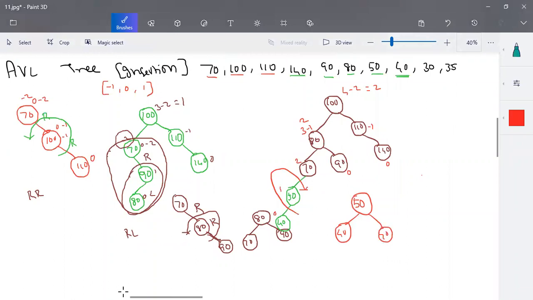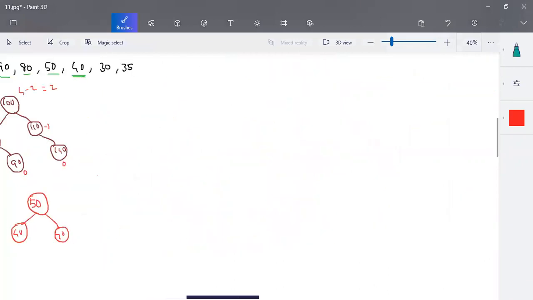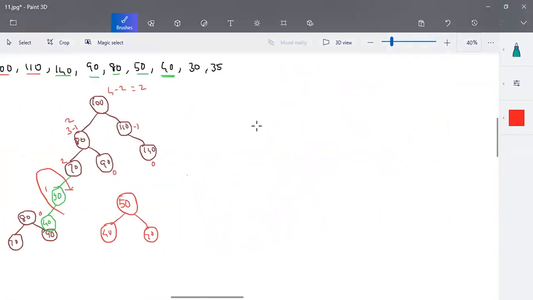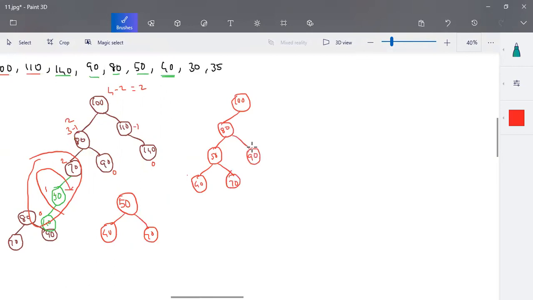Okay, so I'll redraw the diagram over here. 100, 80. Now this place is modified. So the total structure is modified as 50, 40, 70, 90, 110, 140.